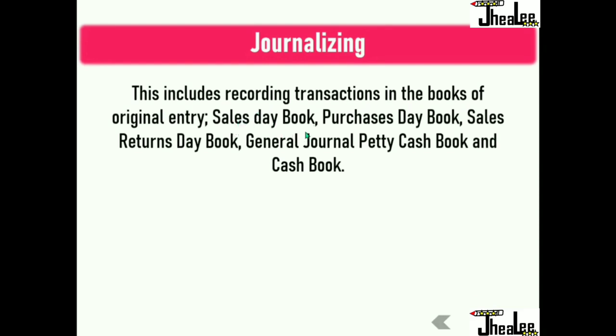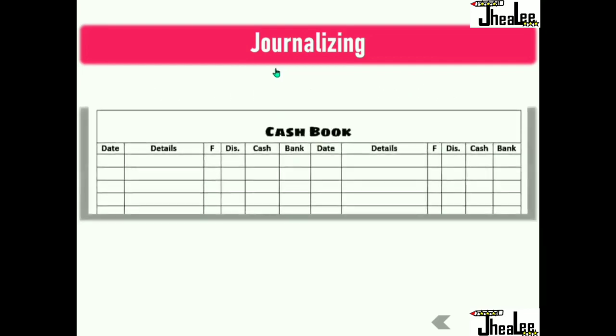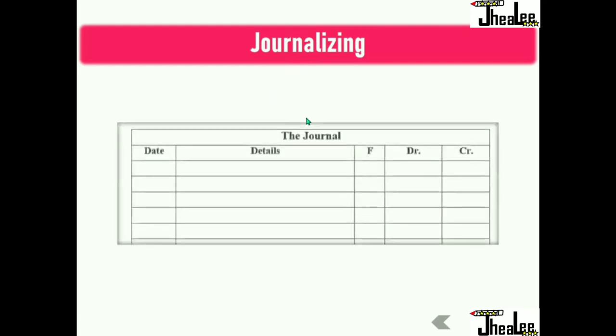For example, sales day book, you'd put your credit sales there. Purchases day book, you put your credit purchases there, etc. Now, again, once you move into your content on books of original entry, you will zero in on these. Now, these books of original entry, they basically carry rows and columns, and you would record in these based on accounting principles. Now, here are two examples. We have the cash book and we also have the general journal.